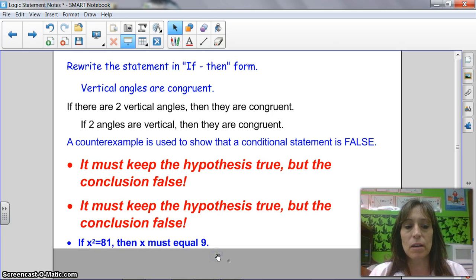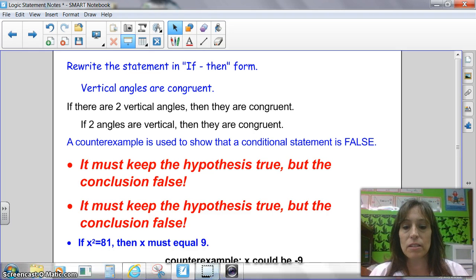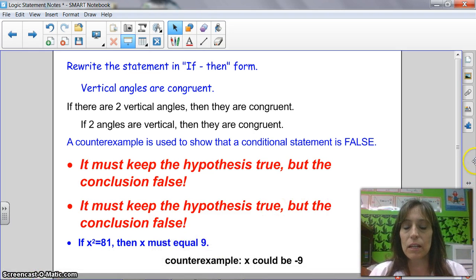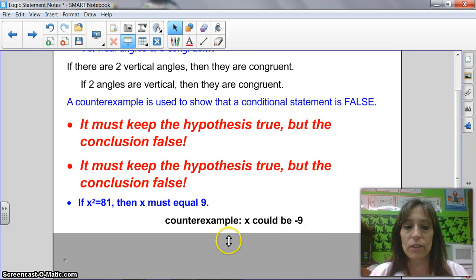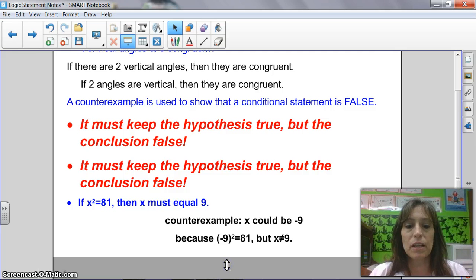Okay, so here's my example. If x squared is 81, then x must equal 9. Okay, well that sounds like that would probably be true, but the problem is that you could also use negative 9. So my counterexample is that x could be negative 9. So that is the counterexample on that one, because negative 9 squared is also 81, but it's not positive 9, so that proves that it's my counterexample.